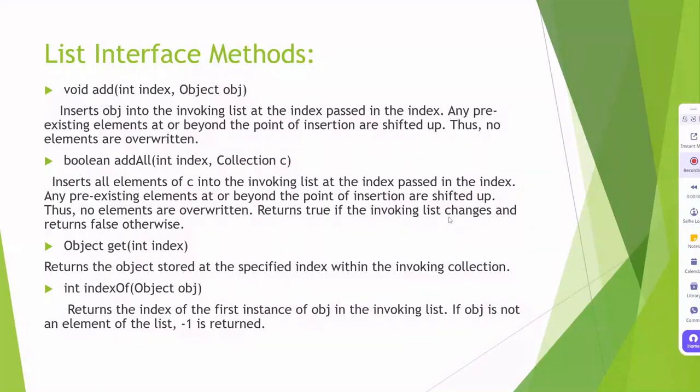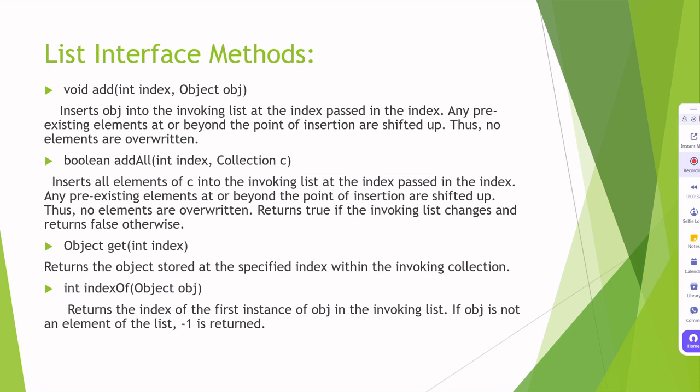Let's discuss the list interface methods. Here are the main methods we usually use in the list interface. If you want to add any element to the list, you can use the void add method. If you want to add at a particular position, you can give an index value and an object value. Then it will store it at that particular index.